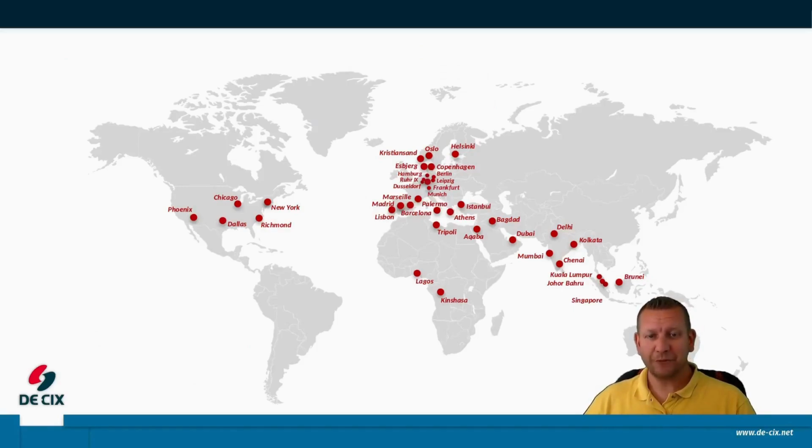D-CIX has more than 40 IXPs and over 2,600 connected networks worldwide. In Frankfurt, we have a peak traffic of nearly 20 terabits per second. We are growing and installing a number of new internet exchange points worldwide every year. Today, I'd like to share some of our experience and the reason why we ended up at LINSTOR and OpenNebula.